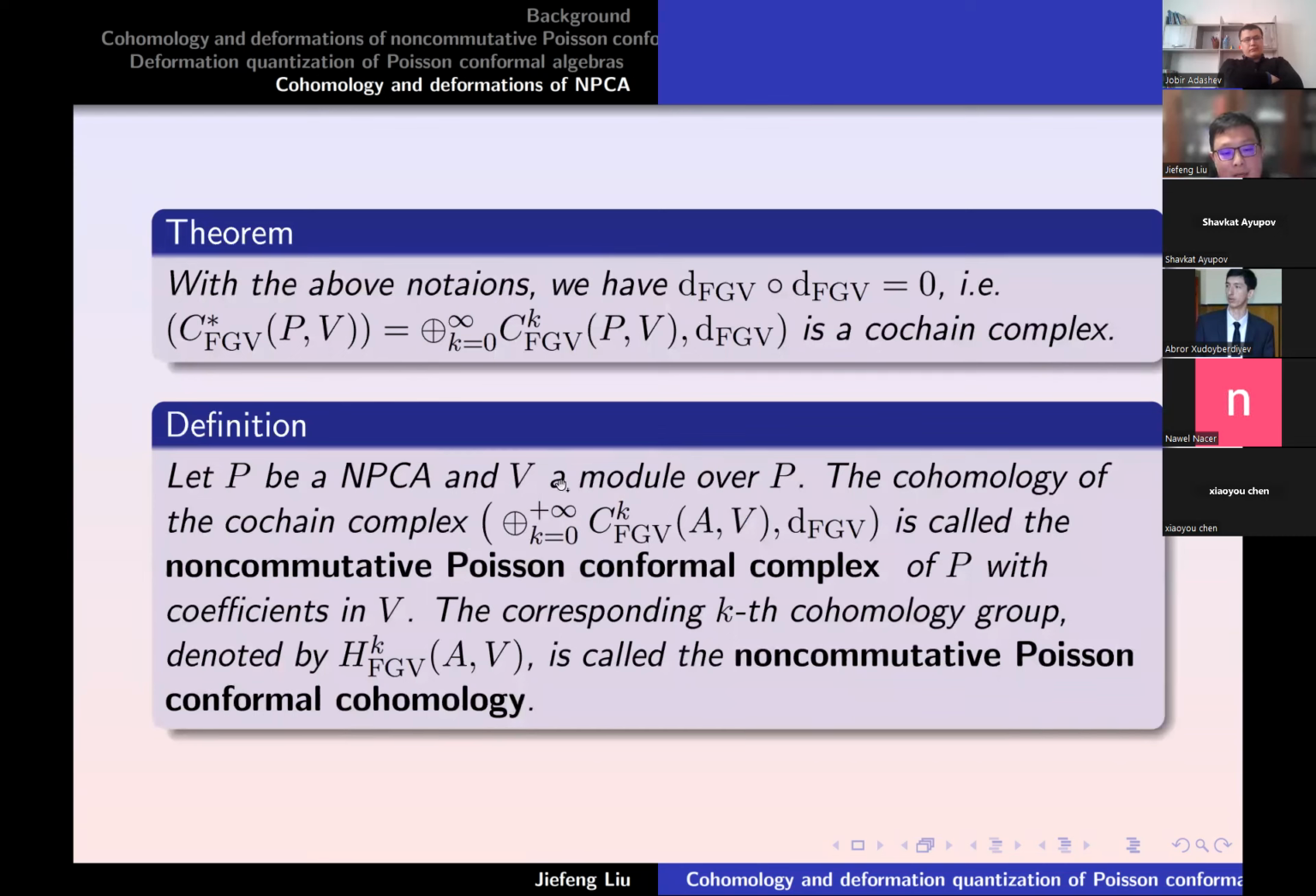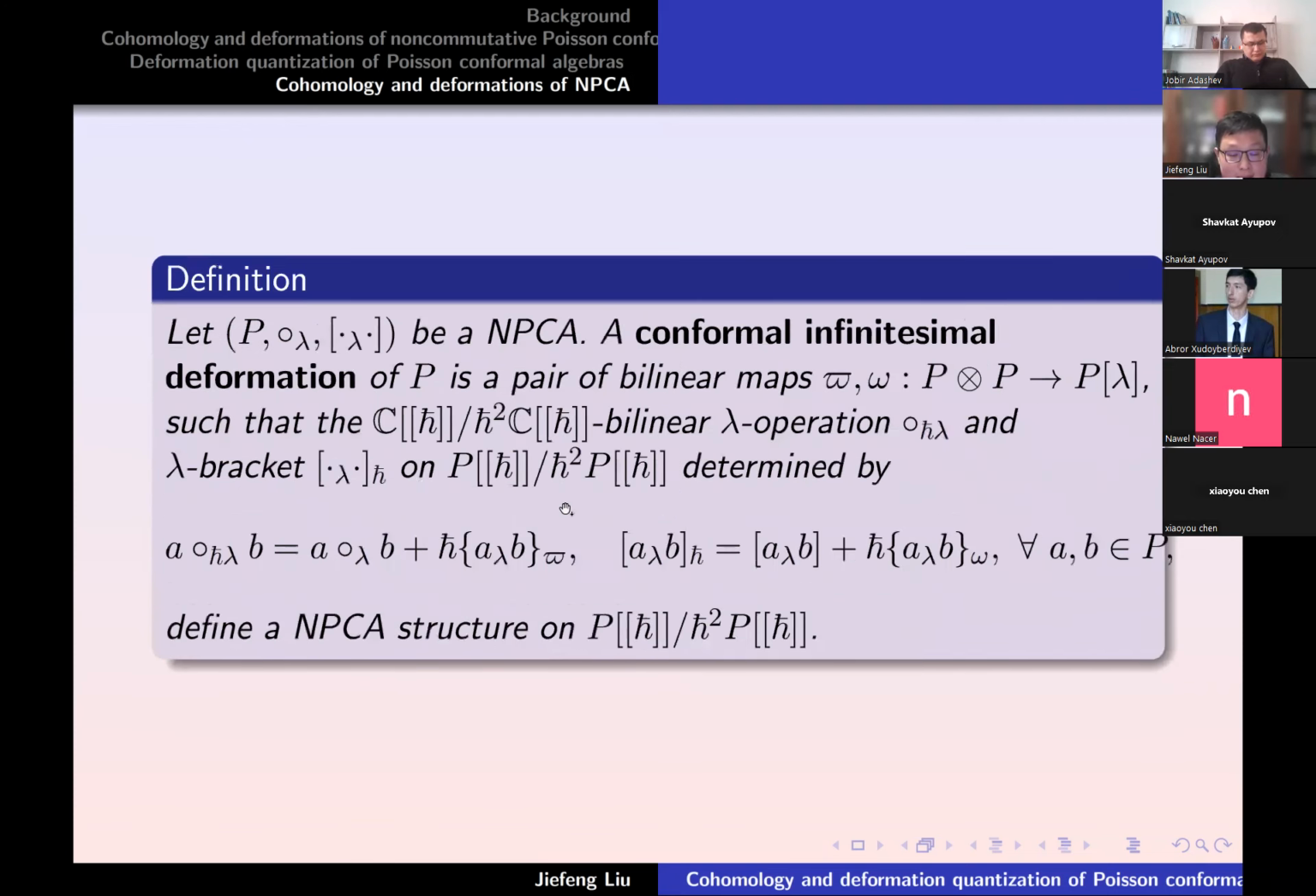Let P be an NPCA, V a module over P. The cohomology of the cochain complex is called the noncommutative Poisson conformal complex of P with the coefficient in V. The corresponding k-th cohomology group denoted by this is called the noncommutative Poisson conformal cohomology. Now we use the above cohomology to study the deformation of NPCA.